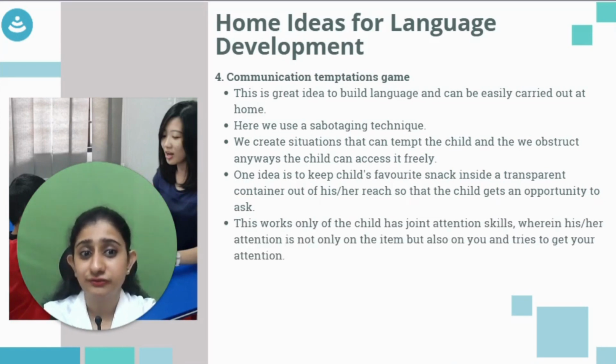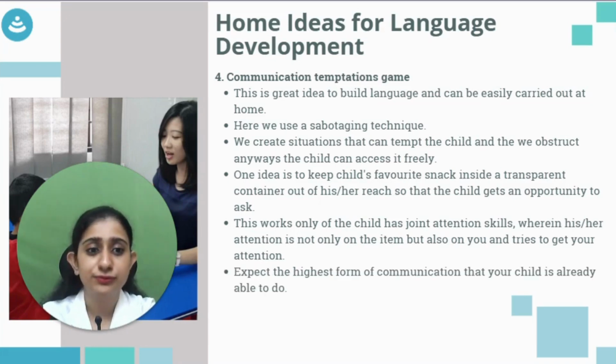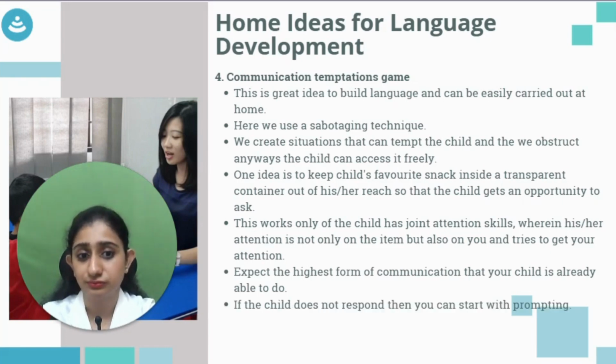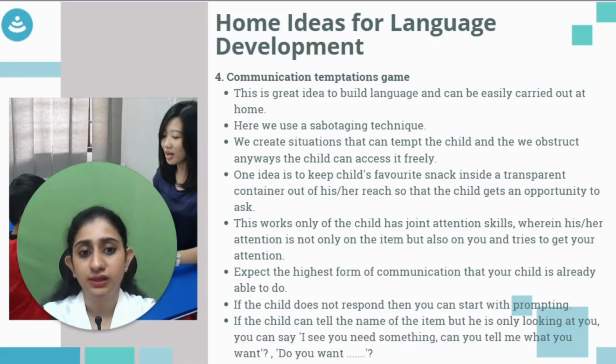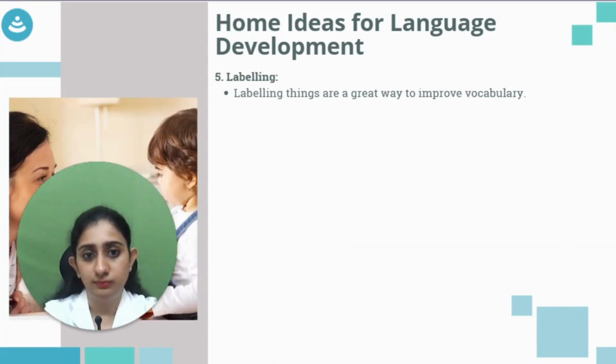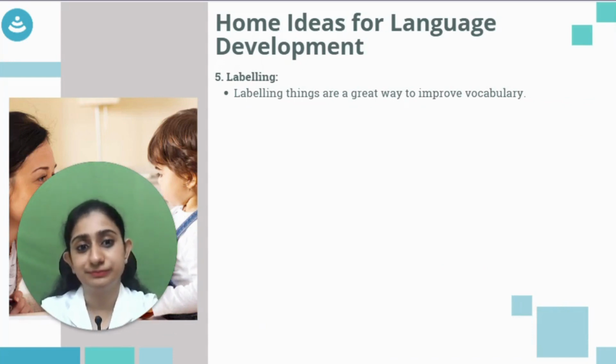This works only if the child has joint attention skills, wherein his or her attention is not only on the item but also on you and tries to get your attention. Expect the highest form of communication that your child is already able to do. If the child does not respond, then you may have to start with prompting. So if the child can tell the name of the item, but he's only looking at you, then you can say, Oh, I see you need something. Can you tell me what you want? Or do you want this?